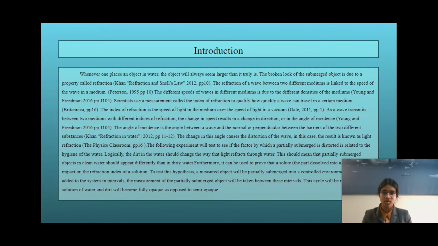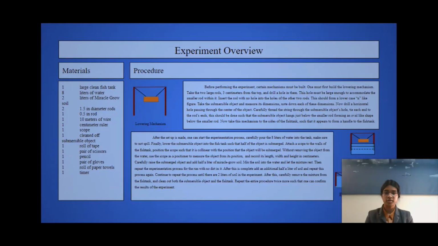Applying this to a given experiment, when one has a given amount of pure water as opposed to a given amount of contaminated water, objects partially submerged in these two different substances will appear differently because of the differences in the indices of refraction. I form this into a hypothesis by stating, if a given amount of water is contaminated, then objects submerged in this water will appear differently because of the difference in the index of refraction. To test this hypothesis, the following experiment was performed.